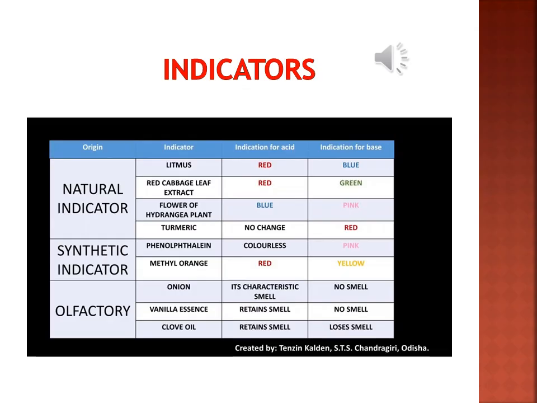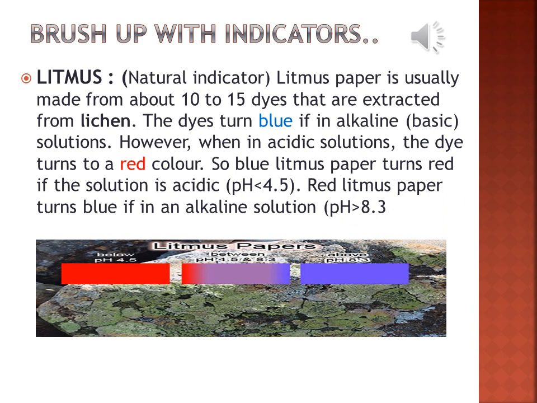In class 10th, the indicators that have been included in the subject are under the classification of natural indicators: litmus, red cabbage, flowers of hydrangea, geranium and the turmeric. Synthetic indicators, which include the phenolphthalein and the methyl orange. And olfactory indicators covered in this 10th standard are onion, vanilla essence and the clove oil. There are so many indicators, but in class 10th we are going to focus on these indicators given in the CBSE NCERT syllabus. The very first, the natural indicator, that is litmus.